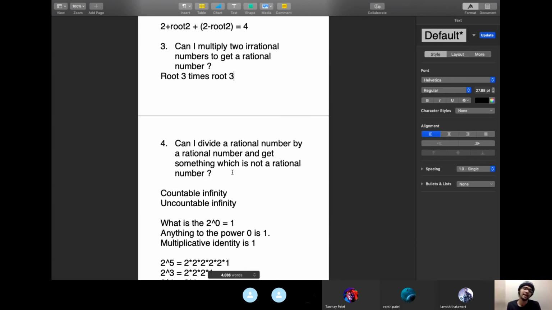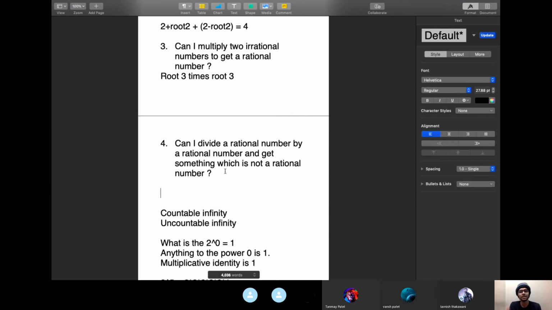Okay, can I divide a rational number by a rational number and get something which is not a rational number? This is a trick question. I asked you this question purposefully, hoping that you would notice where this will not work out. I am telling you that if I add any two rational numbers, I will always get a rational number because it is p by q. The other one is also p by q. If I multiply two rational numbers, I will always get a rational number because it is p by q multiplied by r over s. You can just multiply the numerators, multiply the denominators.